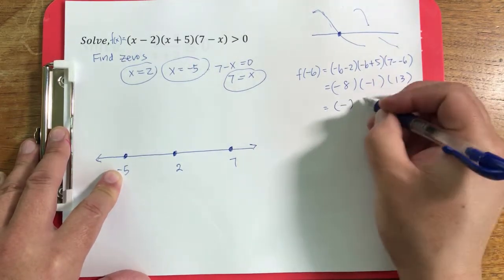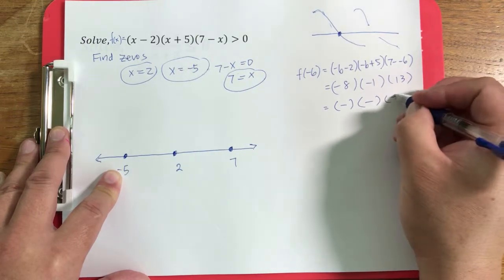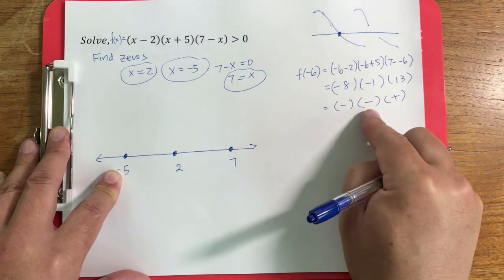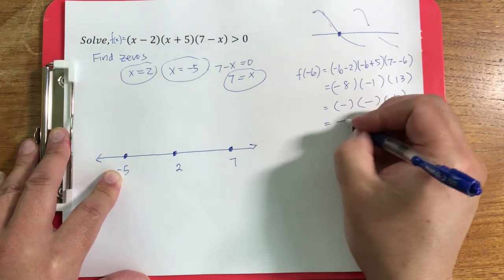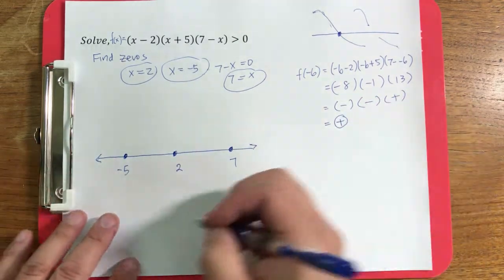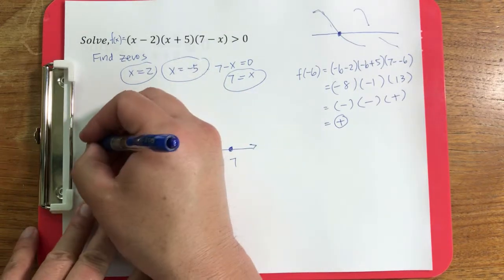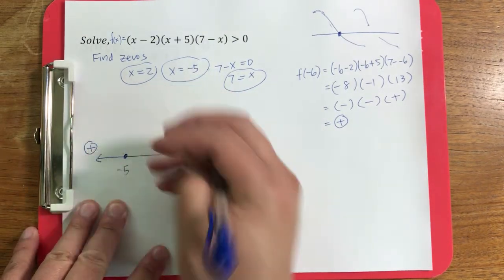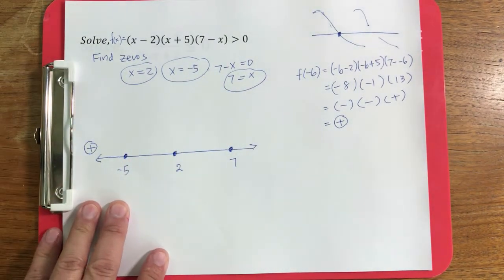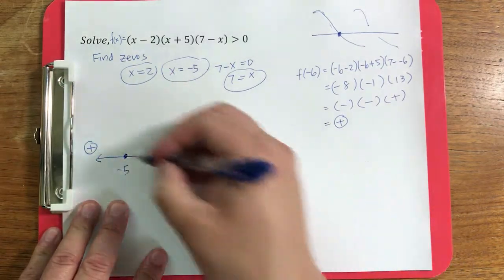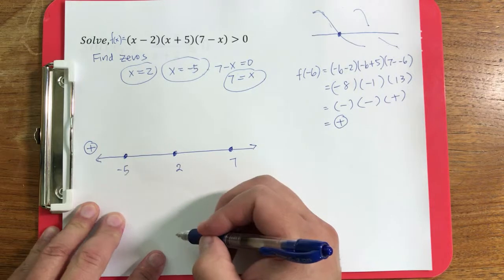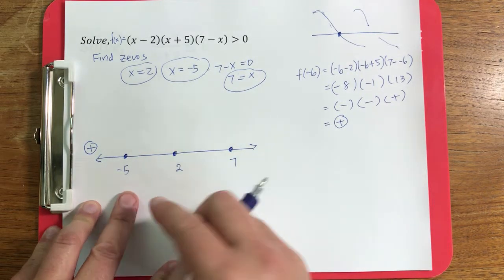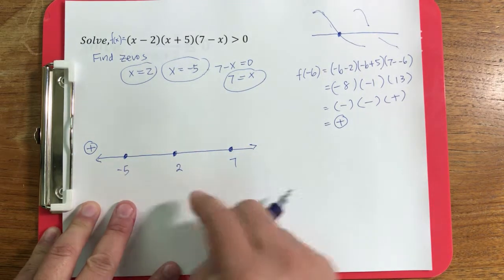I have a negative number times a negative number times a positive number. Negative times negative is positive. Positive times positive is positive. So I know that my graph is positive to the left of -5. Now, my graph could have bounced off of that point, or it could have gone through -5 into the negative territory. So I now need to test a point that's between -5 and 2.